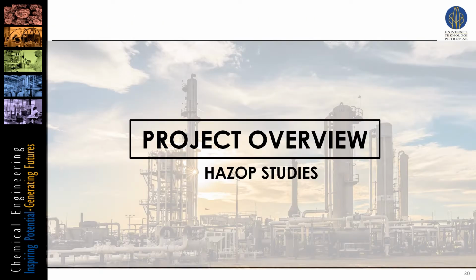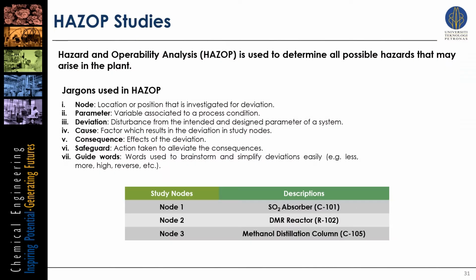Now let's move on to asset and operability analysis. HAZOP is used to examine and inspect each operation unit in the design plant in order to determine all possible hazards that may arise in the plant.